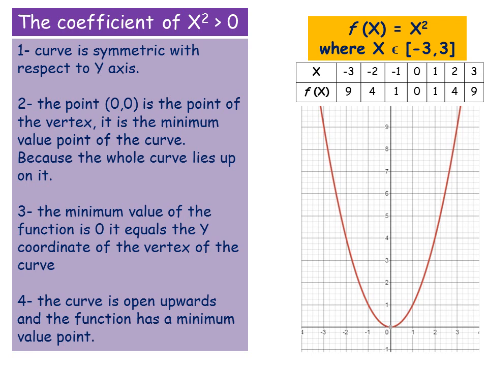And this point in this curve is the minimum value of the curve. There is no lower image than this point. And the whole curve lies above this point. And we can say that the minimum value of the function is 0. We can notice that from the graph and from the table. During this interval, the lowest or minimum value of the function is 0. The minimum value of f(x) equals 0.